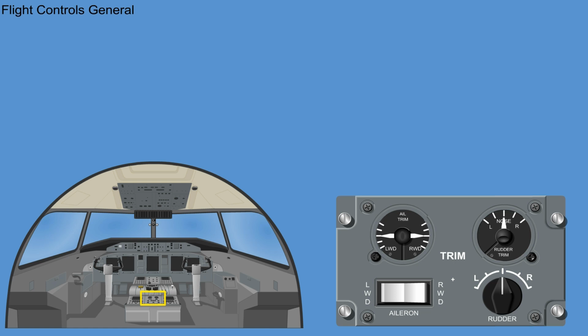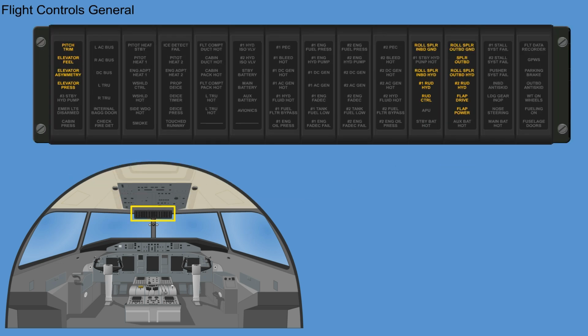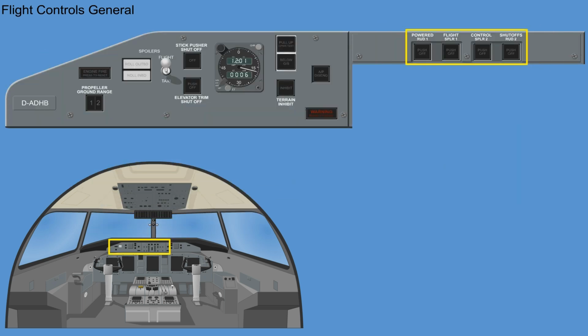On the trim control panel, the aileron and rudder trim indicators show trim position of the flight controls. Caution lights provide indication of flight control malfunctions, while advisory lights indicate system operation.